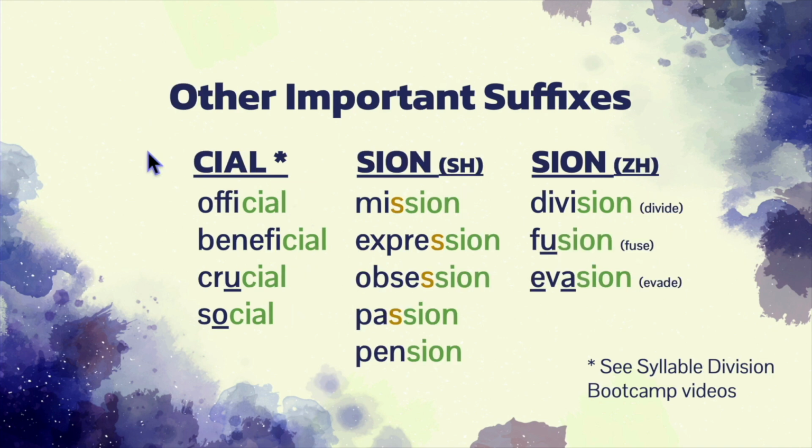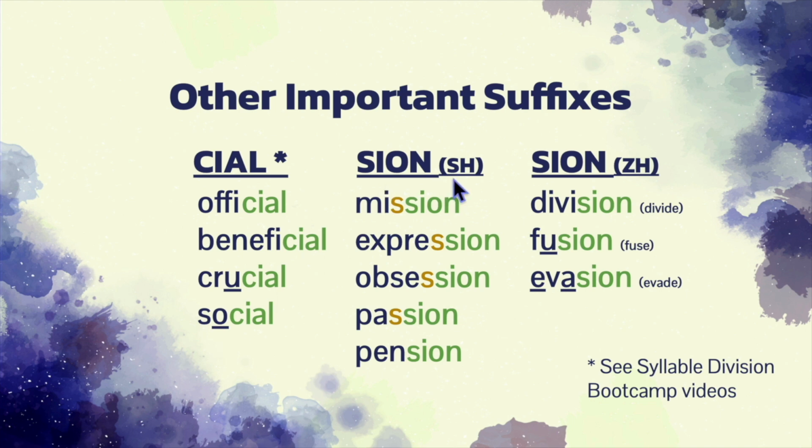There are some other ways to spell the sound of sh in a suffix. C and I can be used to spell it, like in the suffix shull. In the rest of this lesson, any underlined vowel has its long sound. To understand why, you can watch the videos in my syllable division boot camps. So this suffix is shull. So this word will be official, beneficial, crucial with a long U, social with a long O.